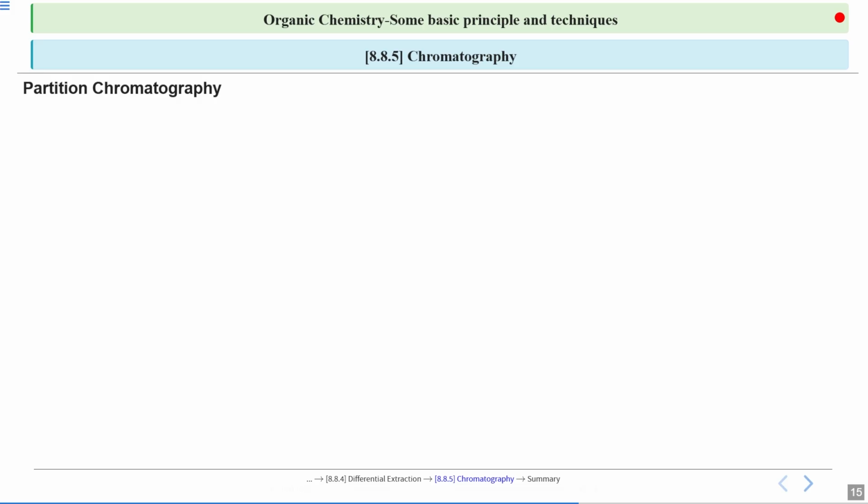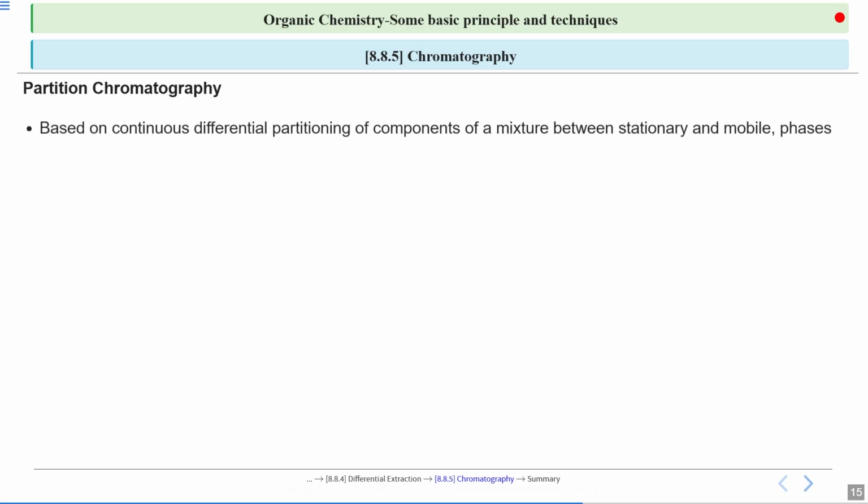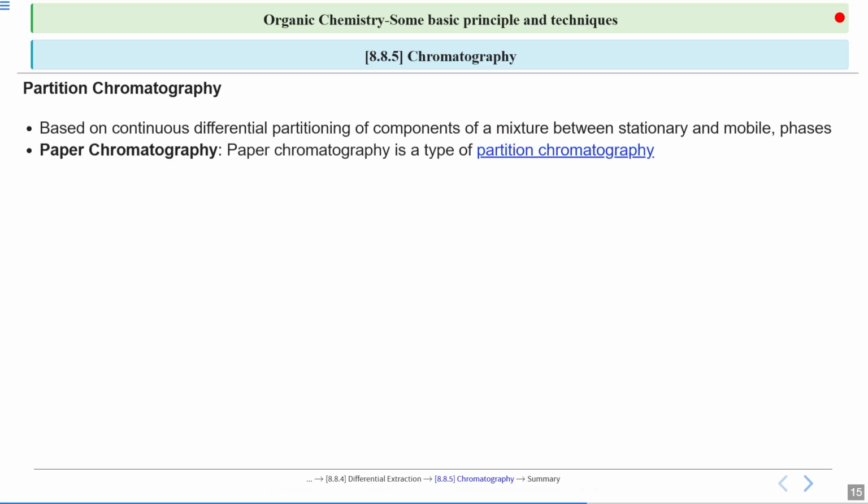Now, once you have got this adsorption chromatography, next we will move on to partition chromatography. It is based upon the continuous differential partitioning of the components of a mixture between the stationary and mobile phase. This means that as the mixture moves through the system, different components will separate based on their affinity for the stationary phase and the mobile phase. The type of chromatography used in partition chromatography is paper chromatography.